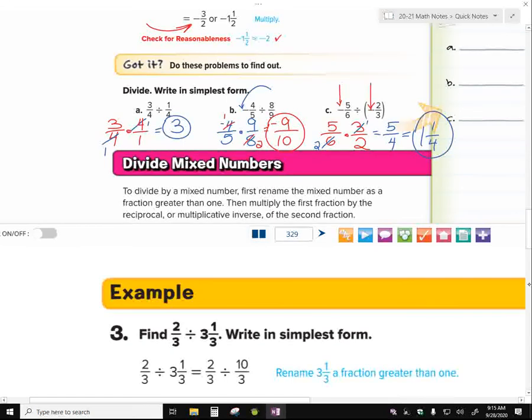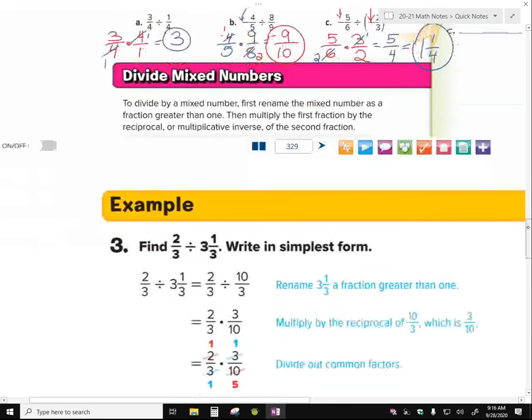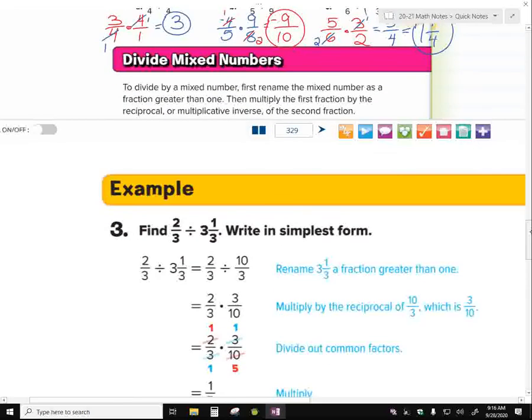Any questions on those two? No? All right. This should be very familiar. The only difference is just that simple rule: whenever you have an odd number of negatives, it's going to be negative. Divide mixed numbers.